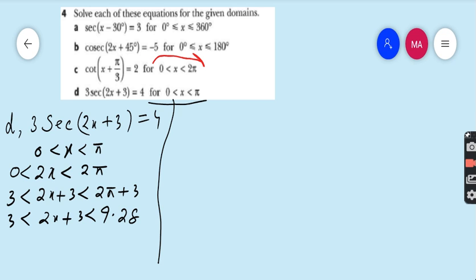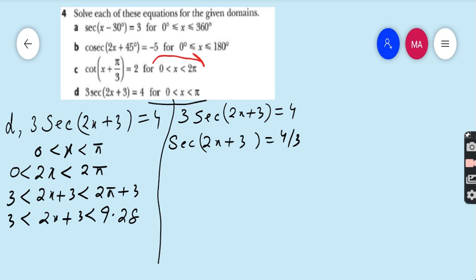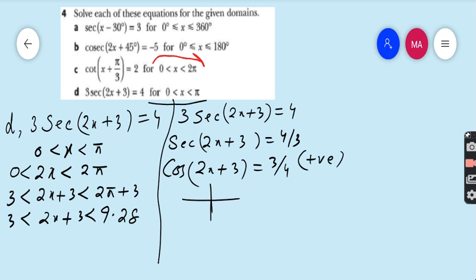Now take question 3. This is the given question. 3 sec 2x plus 3 is equal to 4. Then sec 2x plus 3 is equal to 4 upon 3. Reciprocal of sec is cos. So cos 2x plus 3 should be 3 upon 4. And you know cos is positive in the first and in the fourth quadrant.